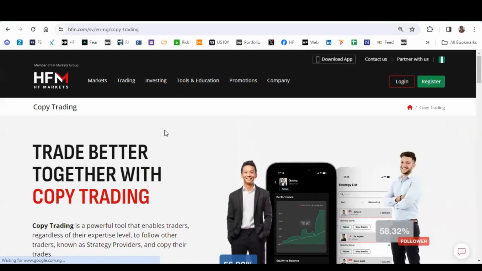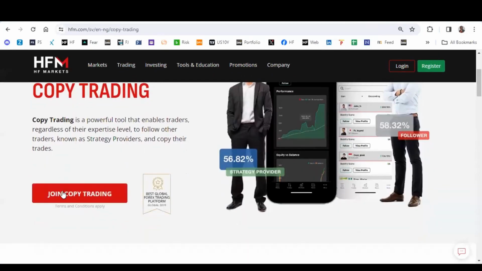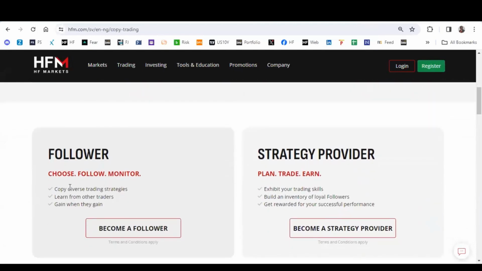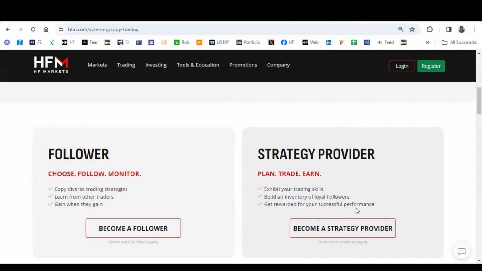Now, right here, you have the copy trading platform. You can easily click on join copy trading here. You can either be a follower, where you can copy diverse trading strategies, learn from their trades, and when they're making profits, you can make profits too. Or as a strategy provider, you can showcase your trading skills on the global stage, build an inventory of loyal followers, and get paid for your successful performances.